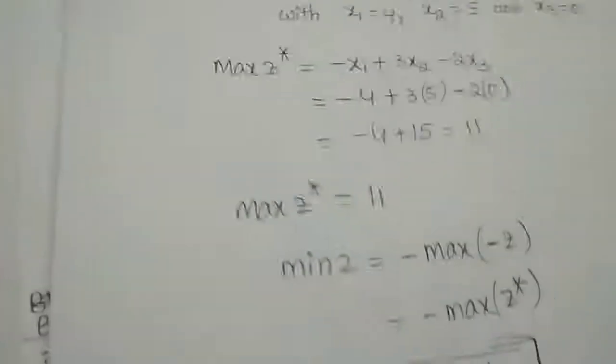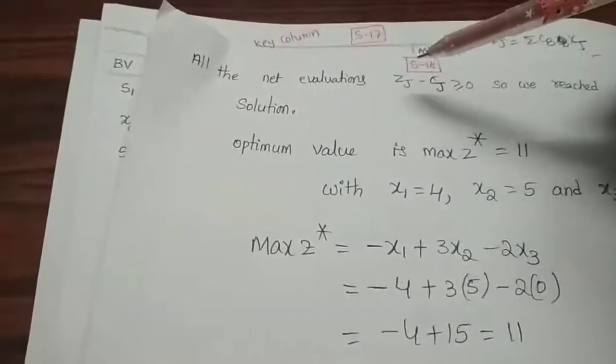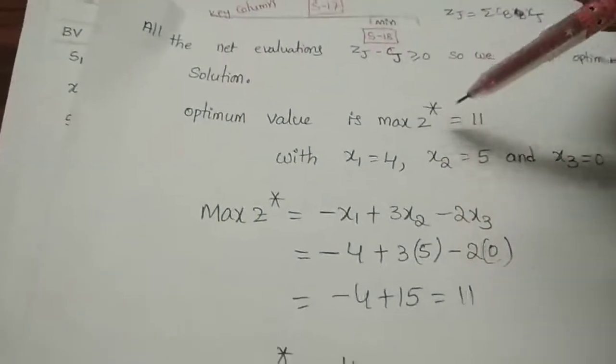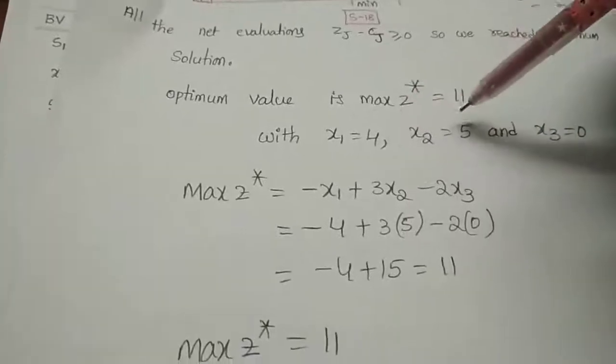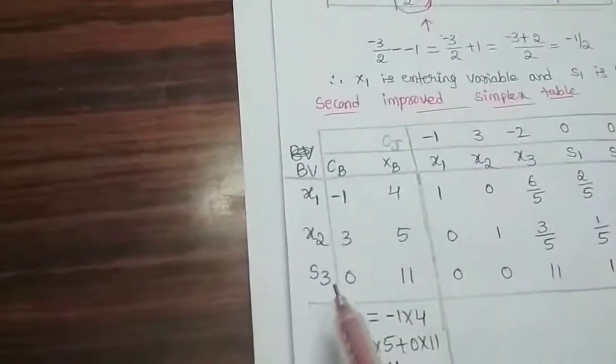Now this is a minimization problem. First we converted the original problem to maximization, and again we convert this maximization into minimization. Finally we give the conclusion: all the net evaluations zj minus cj are greater than or equal to 0, so we reach the optimum solution. Maximum z equals 11, x1 value equals 4, x2 value is 5, x3 value is 0, because x3 is not here, that's why we consider x3 as 0.